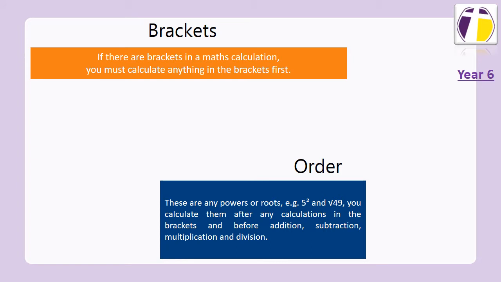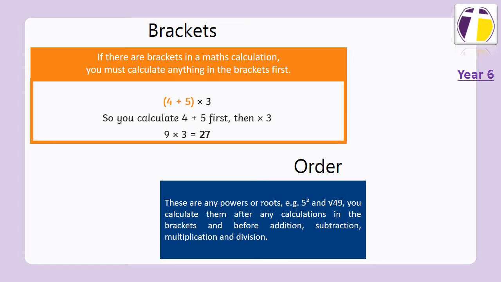If there are brackets in a maths calculation, you must calculate anything in the brackets first. So here you can see (4 + 5) × 3. You calculate the 4 add 5 first, then multiply your answer by 3. 9 multiplied by 3 equals 27.